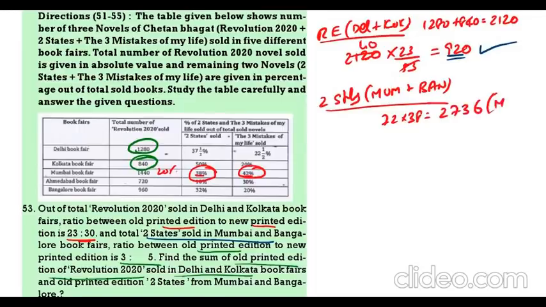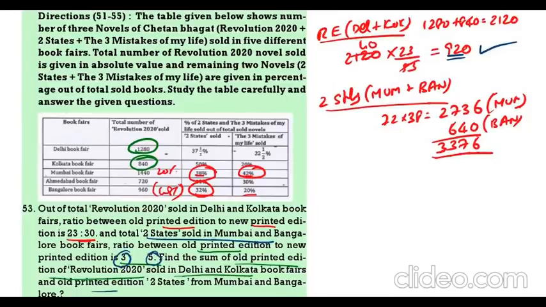This is Mumbai. Now Bangalore. 32 plus 20, 52. 48% is 960. So 1% is 20. 32% is how much? 640. This is Bangalore. Totally we are going to get how much? 3376. 3376.